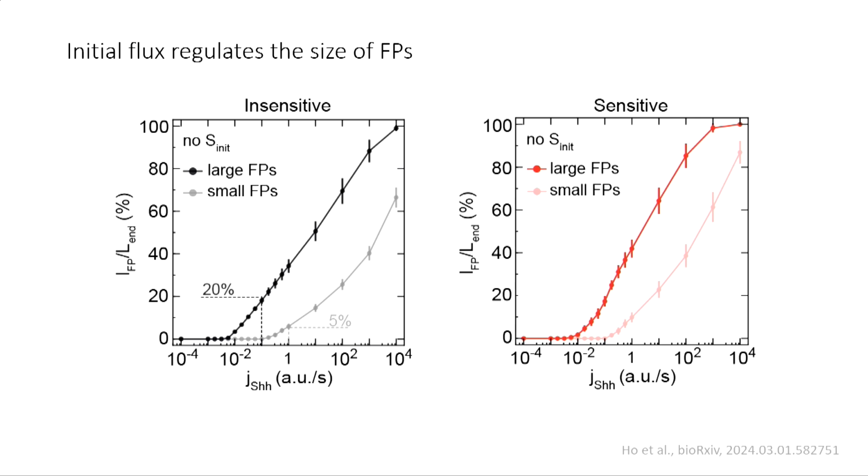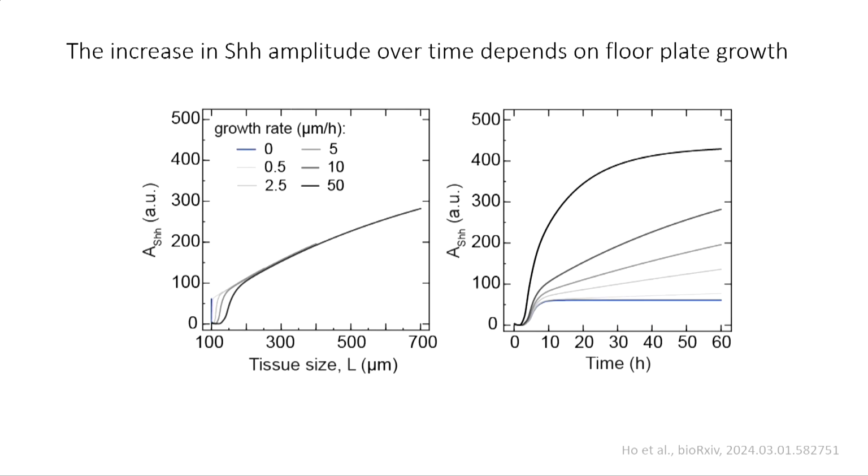And here there are large floor plates. It means these are the parameter sets that produce floor plates that are just larger for a given flux, saying like here 20%, and here even 30%, and 5% here for the same level of initial flux. So the level of flux matters, and it also matters when you think.